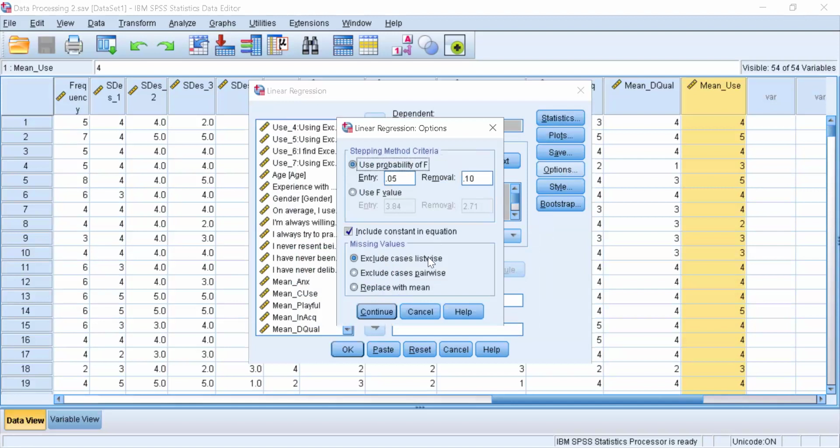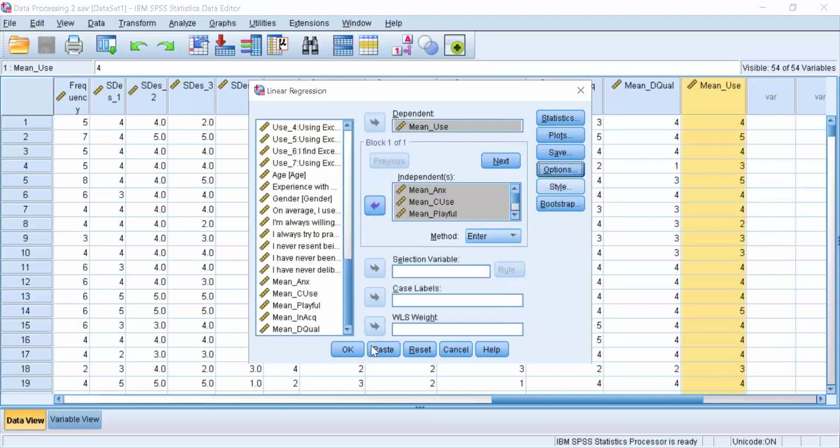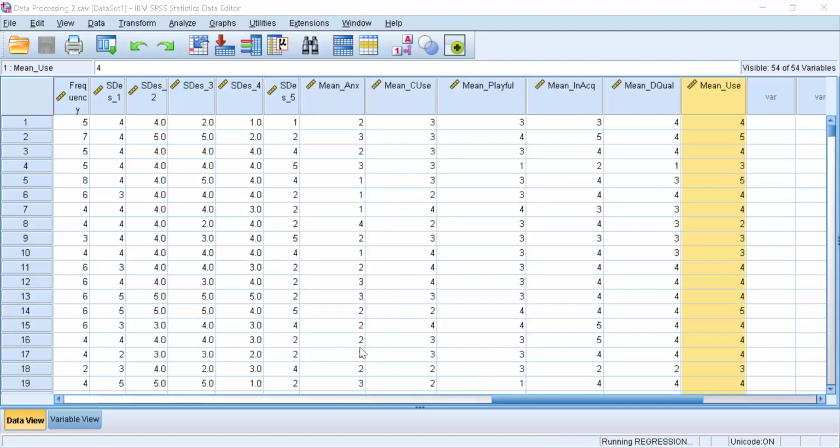If you have missing data, then you need to select these. But I presume our assumption was that none of the data is missing, right? So if there is any missing data, then you have to put replace with mean or exclude pairwise or listwise, whatever you want to. But for now, I don't think we need it, right? And then you say, okay, is it fine so far for everyone? Then you say okay. Then you get an output.